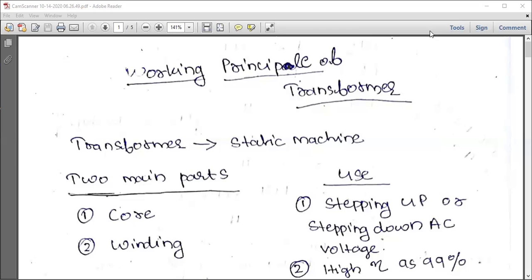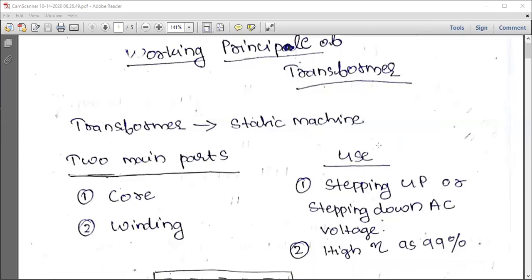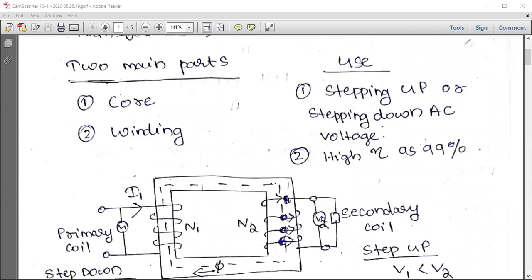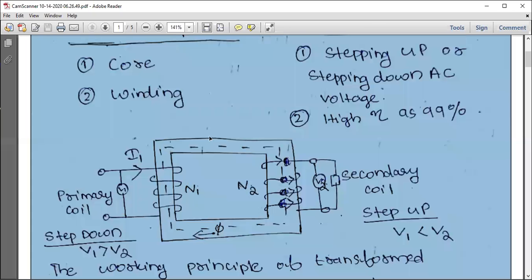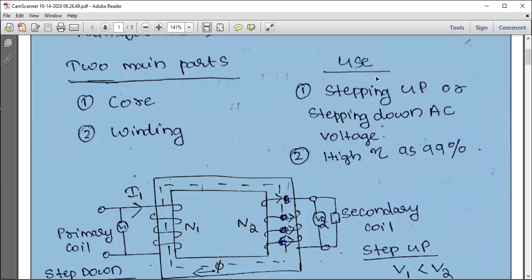and adding more things to our last class. So we know that a transformer is a static machine and it has two main parts. It has a core. This is the core, and this is the winding. The main function of a transformer is stepping up or stepping down of the AC voltage, and it also has efficiency as high as 99%.